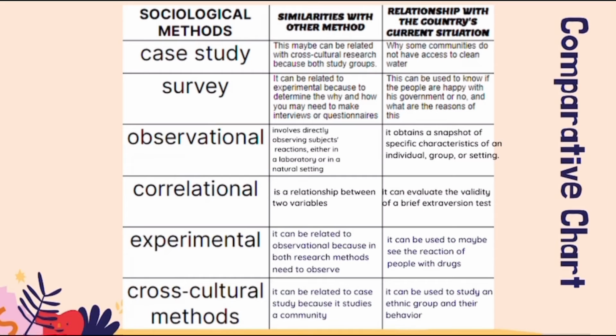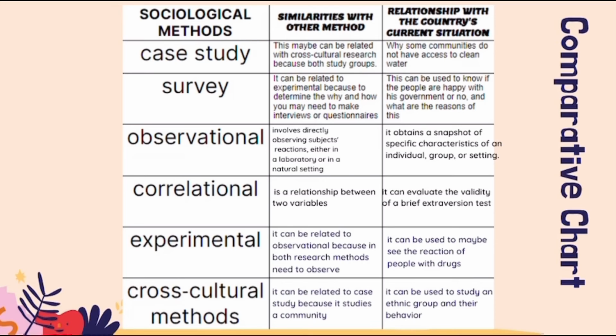Moving on, we have survey. It can be related to experimental because to determine the why and how, you may need to make interviews or questionnaires. Its relationship with the country's current situation is that it can be used to know if the people are happy with their government or not, and what the reasons are.